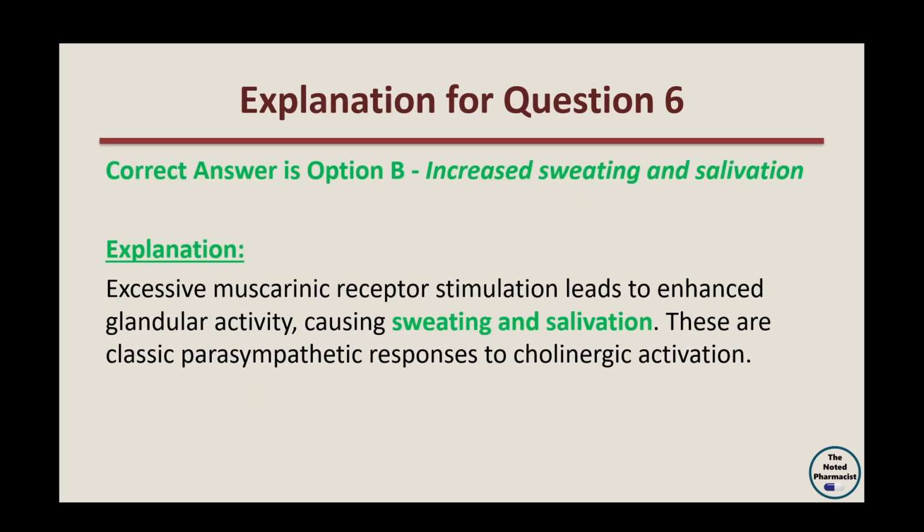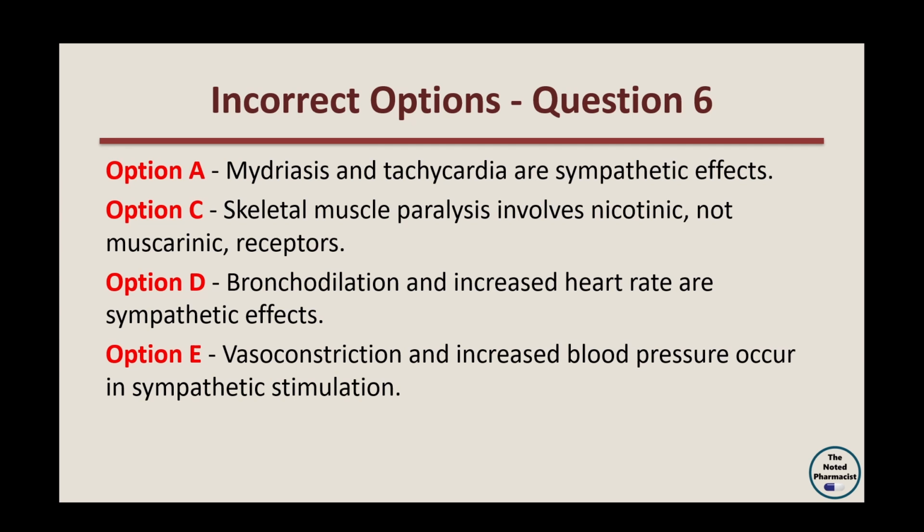Here is the explanation for incorrect options. Option A is incorrect because mydriasis and tachycardia are sympathetic effects, not parasympathetic. Option C is incorrect because skeletal muscle paralysis is mediated by nicotinic, not muscarinic, receptors. Option D is incorrect because bronchodilation and increased heart rate are sympathetic effects. Option E is incorrect because vasoconstriction and increased blood pressure are also associated with sympathetic stimulation, not muscarinic receptor activation.